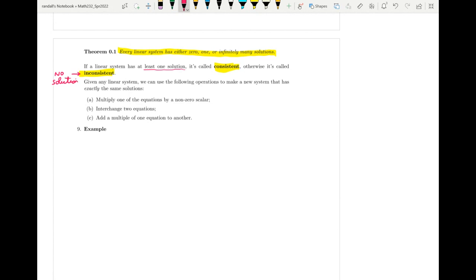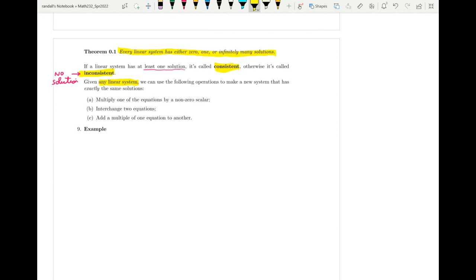So no solution is synonymous with inconsistent. If there's at least one solution, which means there could be one or infinitely many, it's called consistent. Okay, so now our goal is to solve a system of equations. So we're solving systems of equations.